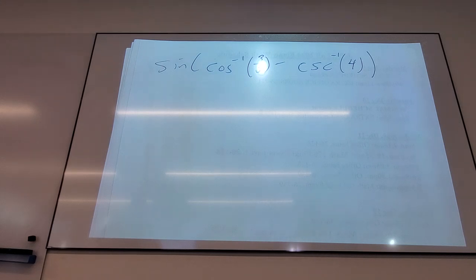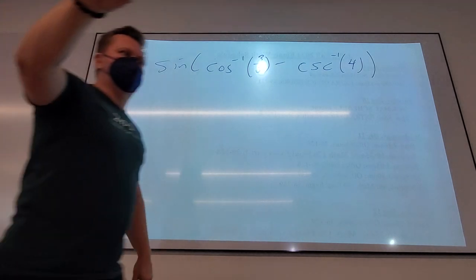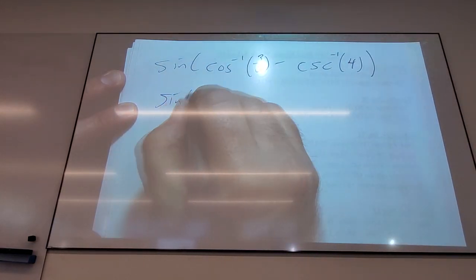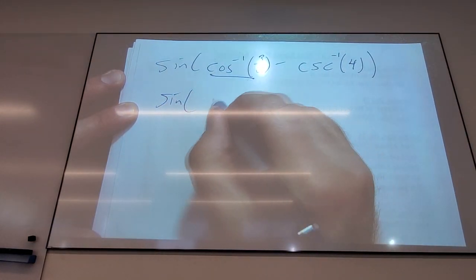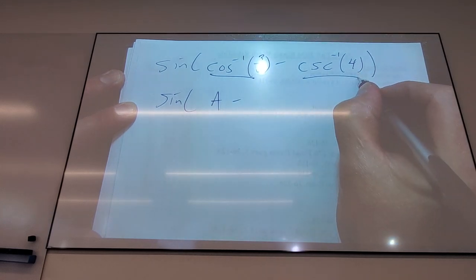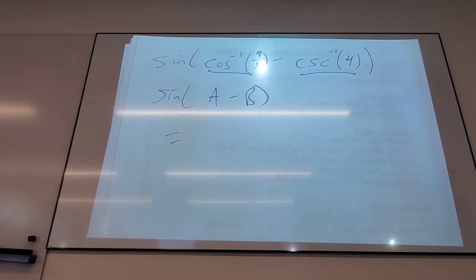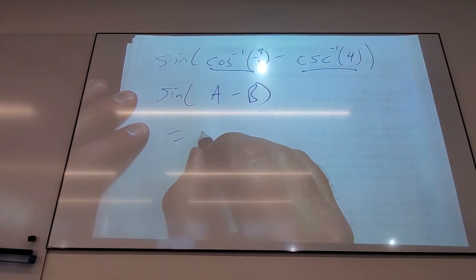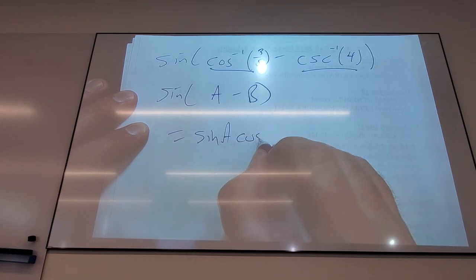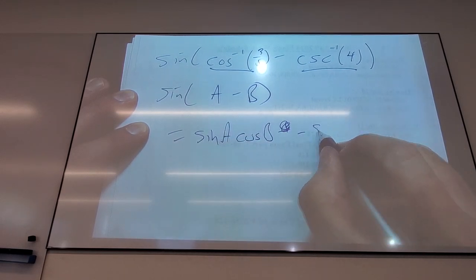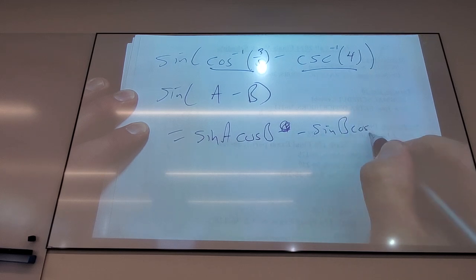So if I wanted to, I could call it A. I don't know what it is. So we call it A. What's this? B. I don't know. B. Now, what's the formula for this? Sine A cosine B minus cosine A sine B. Sine stays the same.